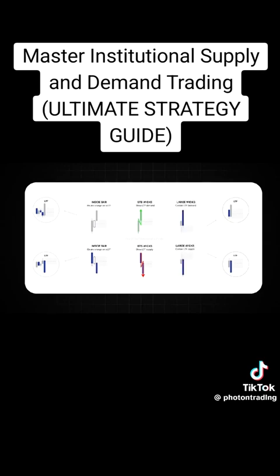The third type of fractal zone is where you have a very large wick, and instead of drawing the big pivot zone, you can refine it to just the wick of the candle, as this will be a lower time frame pivot or range zone.